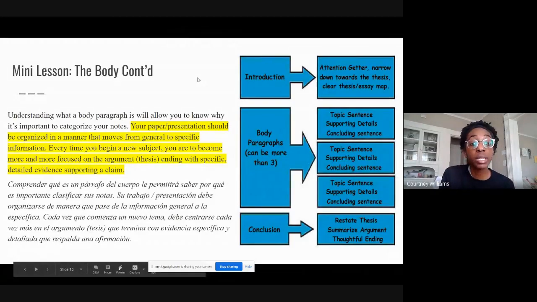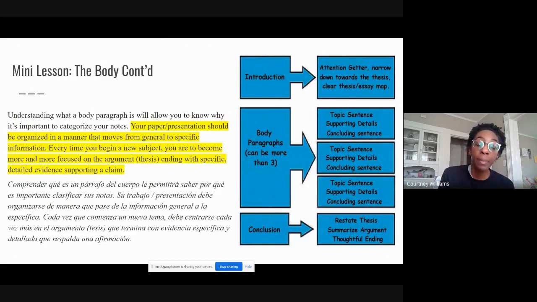So just reviewing this one more time, your paper or presentation should be organized in a manner that moves from general to specific information. Every time you begin a new subject, you are to become more and more focused on your thesis, ending with specific detailed evidence supporting a claim, right? As you can see in the chart to the right, we're going to get to introduction and conclusion on Friday. Hint, hint to what's happening in the future. But right now we're just focusing on where it says body paragraphs, right?